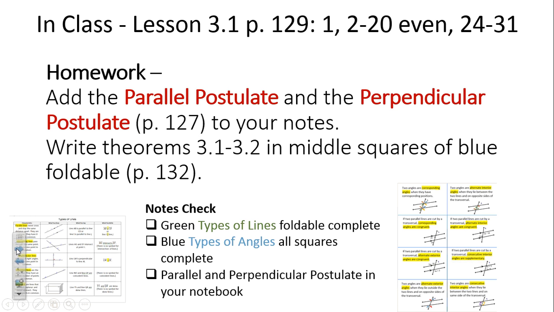Tomorrow I'll also be doing a notes check. I want to make sure that you have your green types of lines foldable filled out. You also have your blue types of angles foldable filled out. All 8 boxes will be filled out of that one. In addition, you'll need to have your parallel and perpendicular postulates in your notes. They're straight from the book, and you can put them on the notes sheet that you just worked on. Okay?